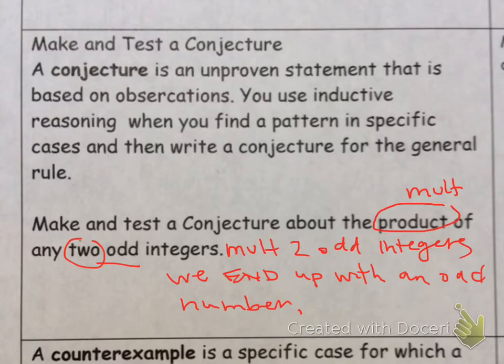So to prove that conjecture, we're going to pick some numbers and test our theory. So let's test our theory by picking some odd integers to multiply together. So let's just pick some and try. So let's go like 3 times 5. 3 and 5 are both odd integers. When I multiply that, I get 15. So far, my conjecture of multiplying 2 odd integers will end up with an odd number. That worked for that example. But let's try another one and let's see what happens.